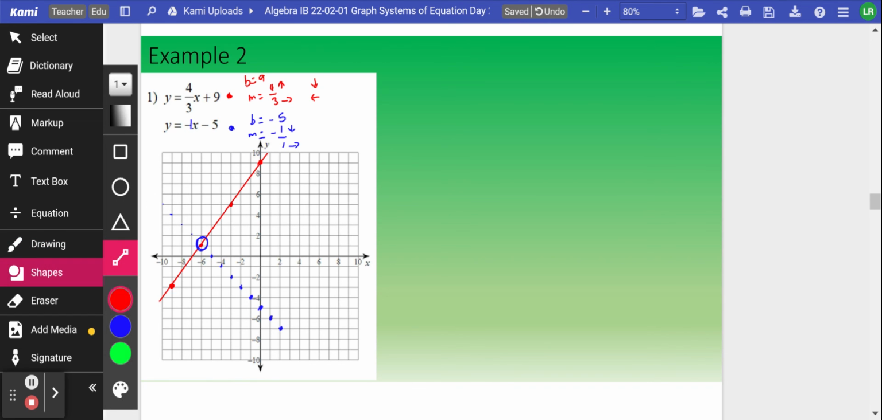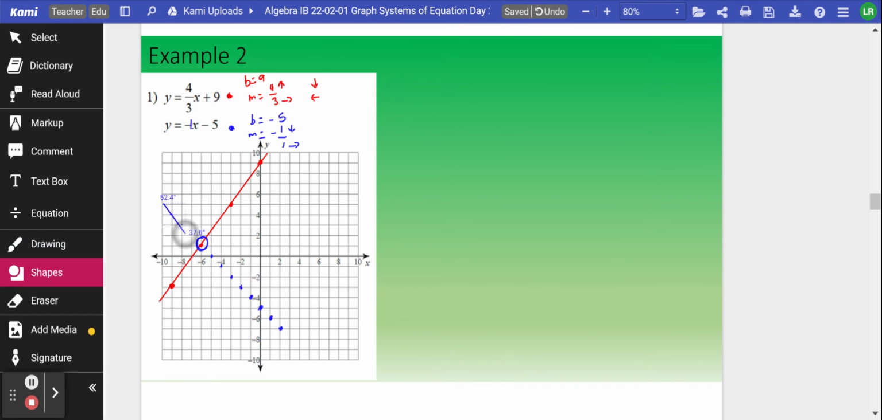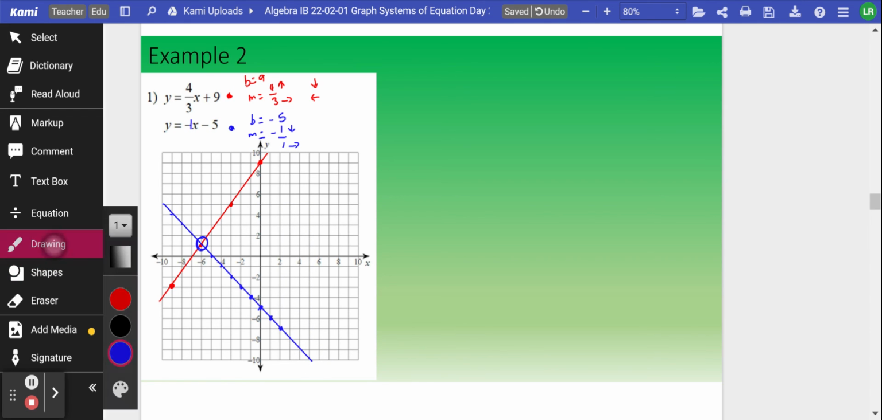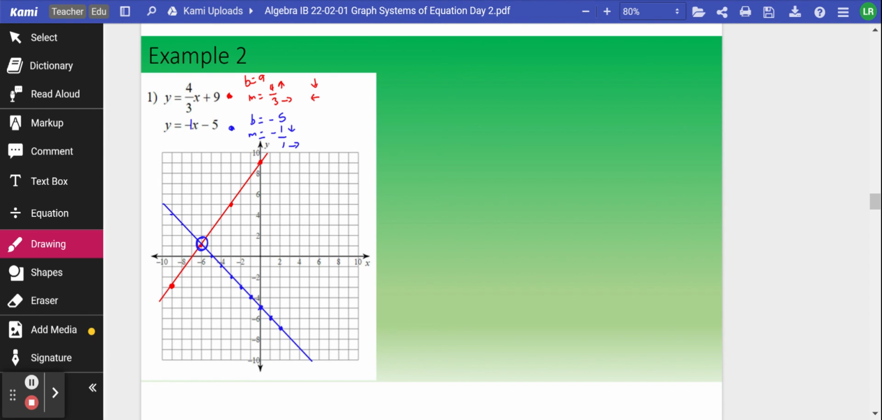So let me draw my line. And then I have to name that point correctly. Okay, this would be consistent independent if I'm looking at the terminology, but I've got to name this data point. On the x, it is -6. On the y, it is +1. And that would be my solution.